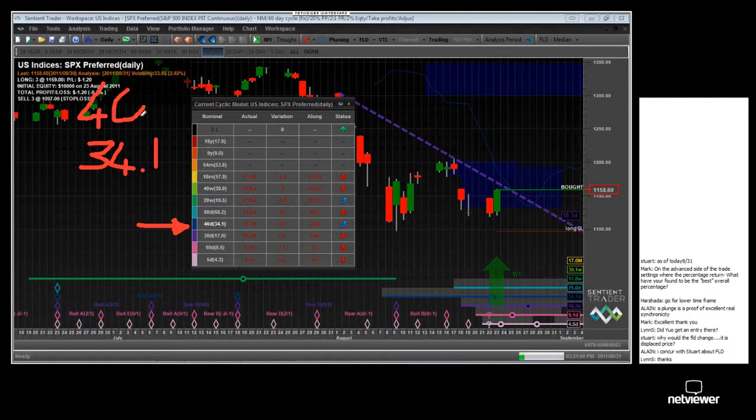In stocks, the actual average length of what we call the 40-day cycle is 34.1 days. Okay? We call it the 40-day cycle, so the correct way of speaking about it is to say the nominal 40-day cycle. Nominal is the name we've given it. So it's called the 40-day cycle.